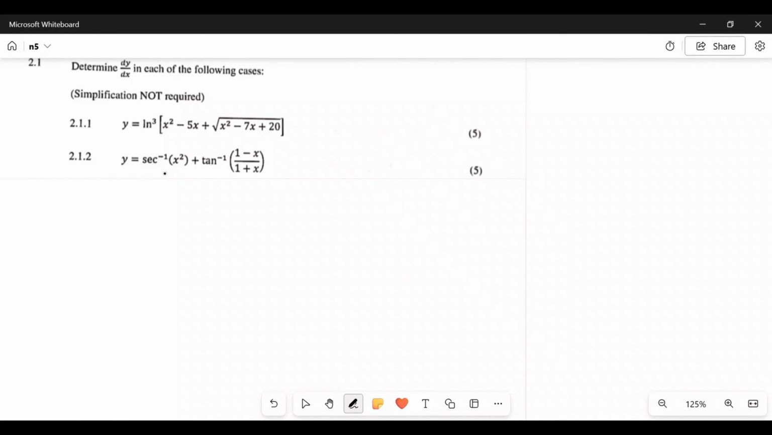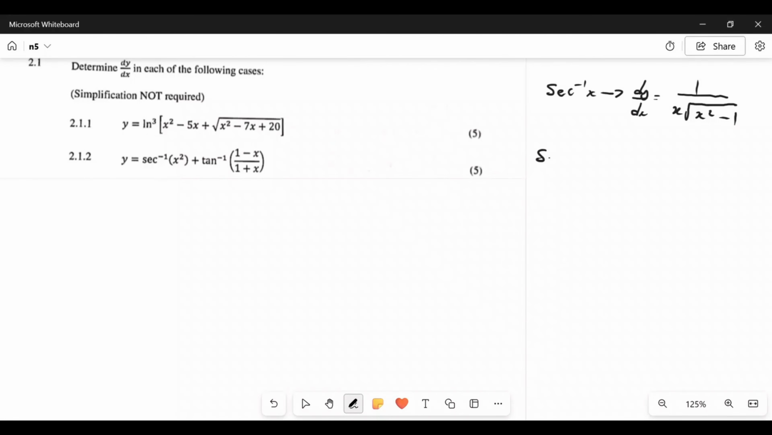As you can see, we have inverses of trigonometric ratio. We have the inverse of sec and the inverse of tan. Now, you need to know these derivatives. They are there on your formula sheet. For arc sec, for example, for arc sec x, it is written like this in a formula sheet, dy over dx. It's supposed to give you 1 over x root x squared minus 1.